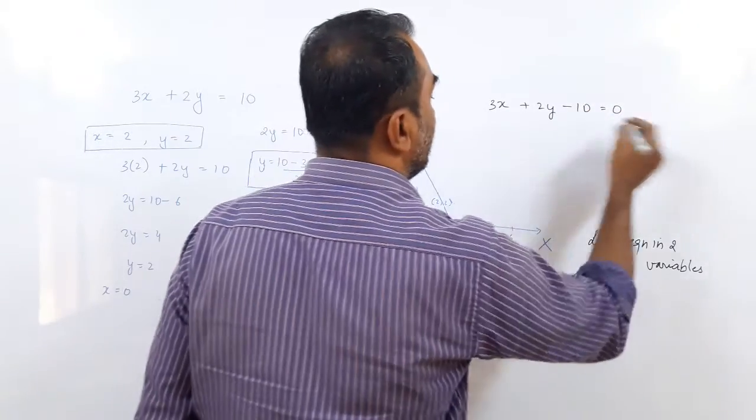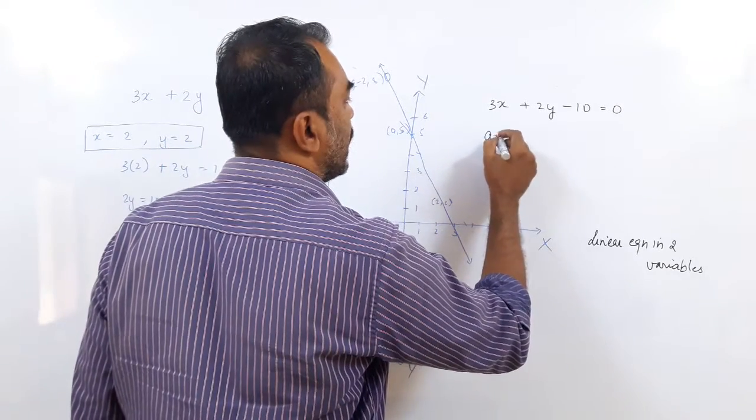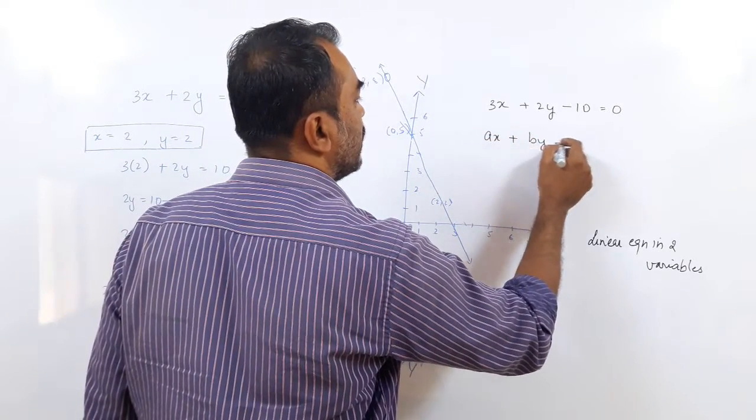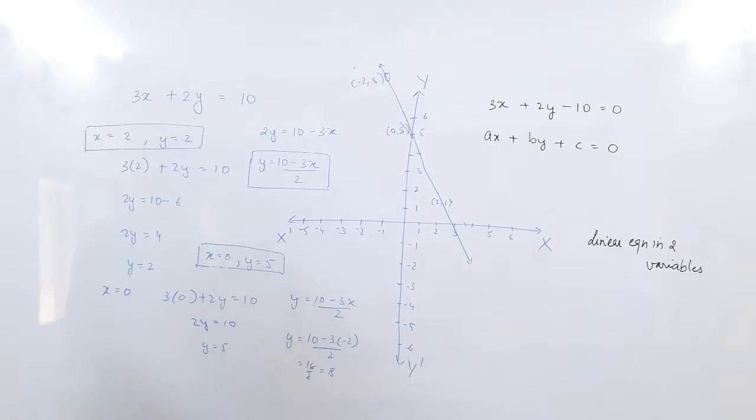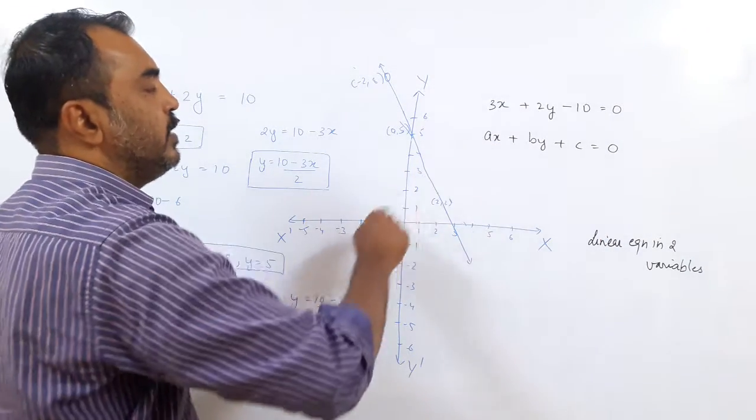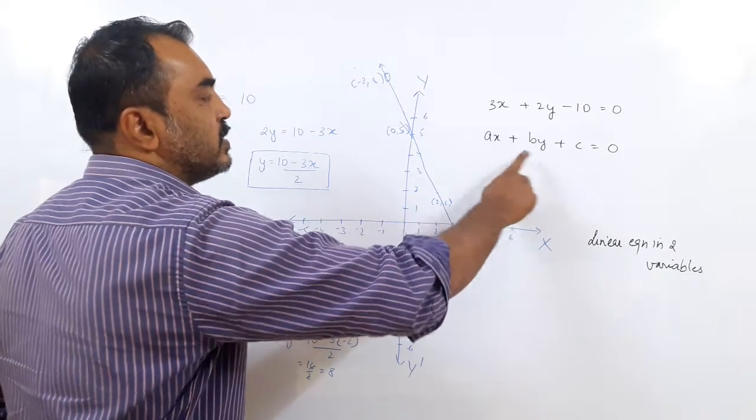This is called an equation. So how will I write the equation? Ax plus by plus c equal to 0. So you can see there is an x term a, there is a y term whose coefficient is b, and there is a constant term c.